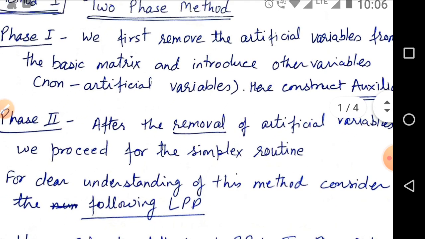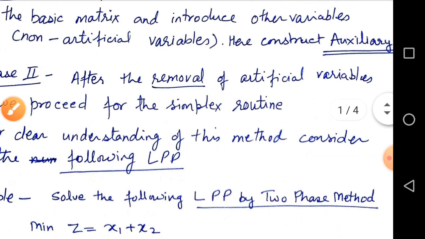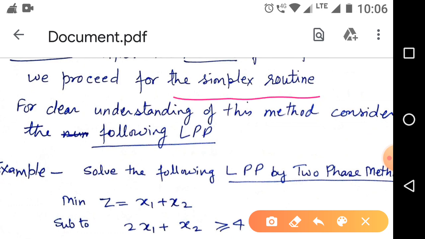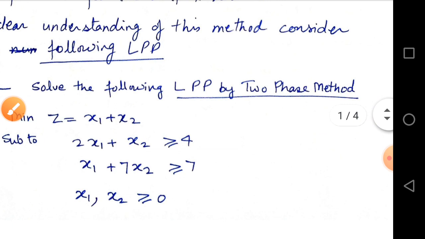In phase 2, after removing the artificial variables from the last simplex table, we proceed with the usual simplex method for finding the optimal solution. For clear understanding, we consider the following problem.